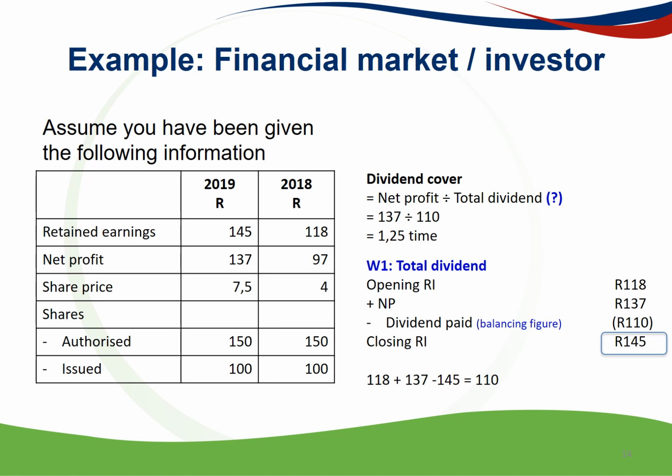So this is how you calculate your dividend cover: net profit divided by your total dividend. Because we don't have our total dividend, we'll have to recalculate it. So we'll take opening retained earnings plus my net profit. My dividend paid will be the balancing figure when I take into account the closing retained income. And you get 1.25 times. So also take note of the answers or the indicators of your ratios as well.